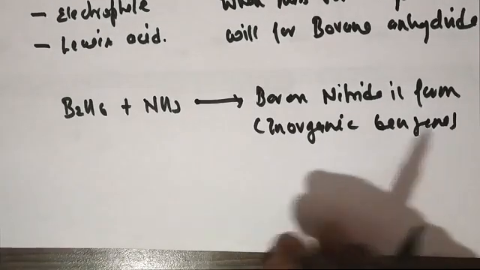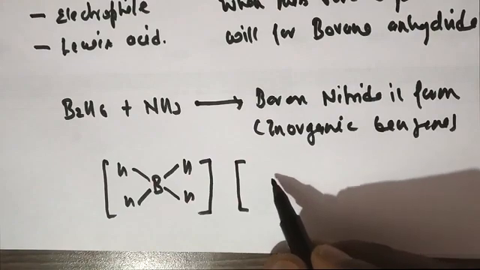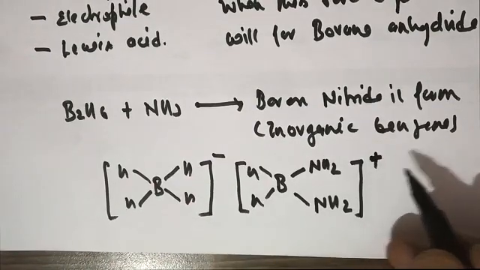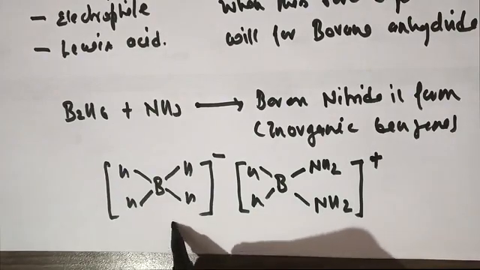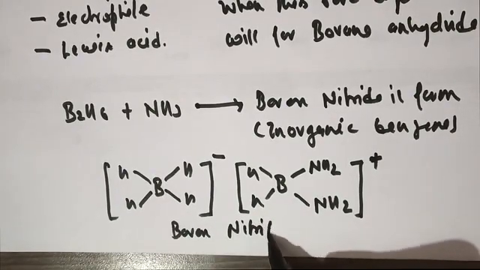And if you see the structure of this molecule, it will be formed like this, and here will be a charge of plus, and its general name is boron nitride. These are the fundamentals of the borane molecule. Now we will go for the classification of this molecule.